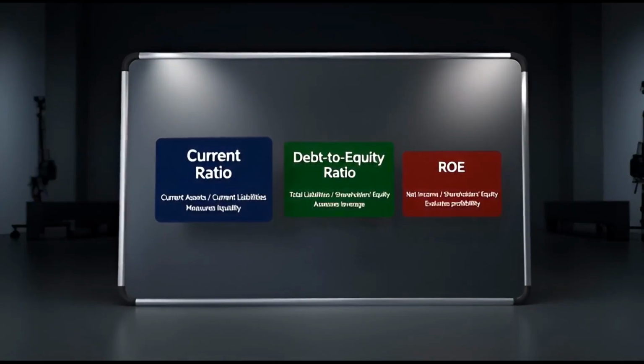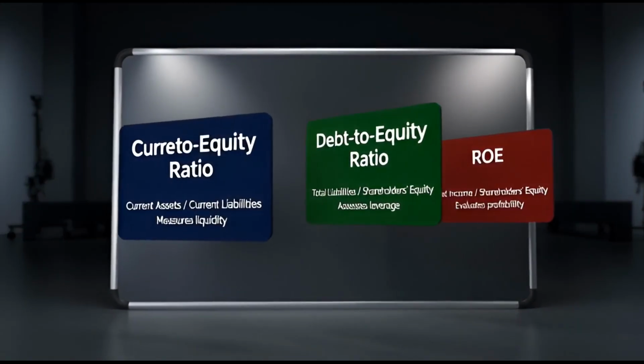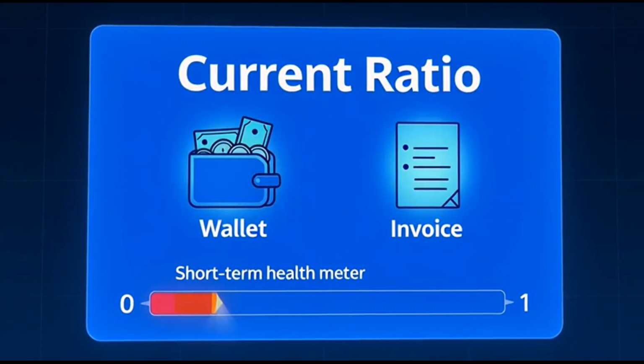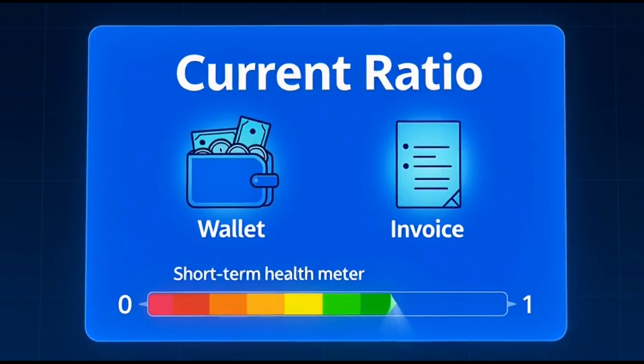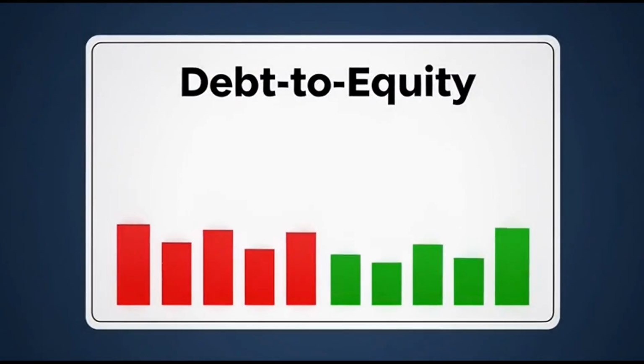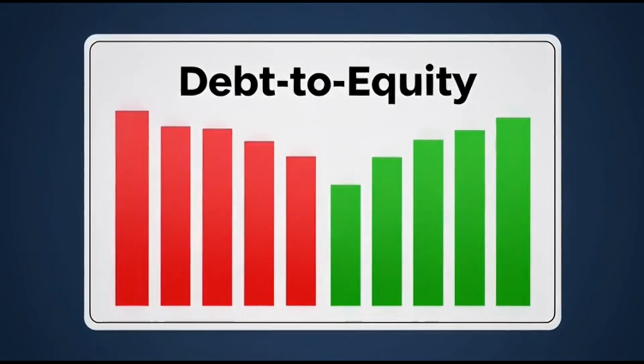Let's quickly recap. The current ratio measures short-term financial health. The debt-to-equity ratio helps you understand capital structure and risk.